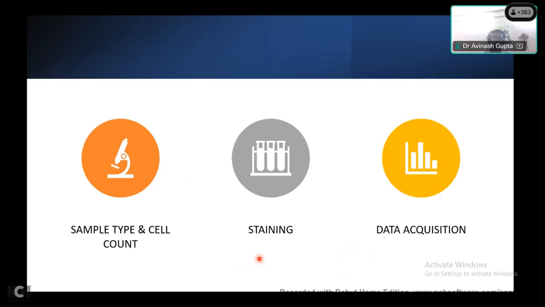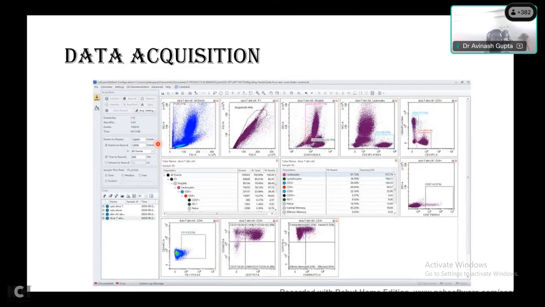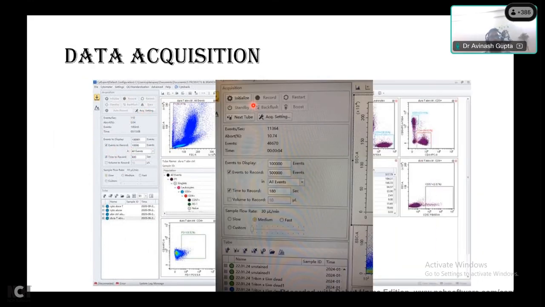So till now, what we have done is cell type and cell count, then we stained the cell, and now we are coming to the data acquisition. If you see in this plot, on the left-hand side there are some tabs and other things. Here you can give every instruction. This has everything on what to do.